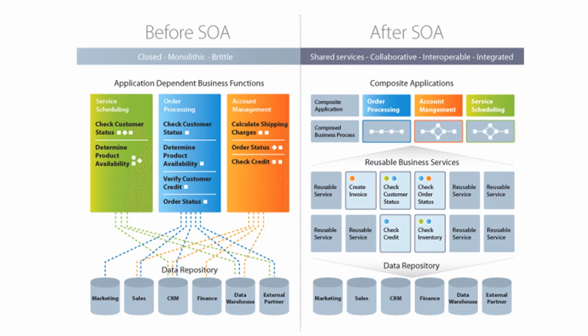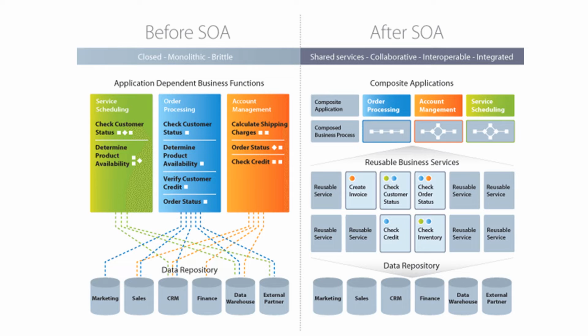Before service-oriented architecture, the application-dependent business function has three different blocks: service scheduling, order processing, and account management. Service scheduling has check customer status, determine product availability. Under order processing, there are check customer status, determine product availability, verify customer credit and order status. Account management has calculate shipping charges, order status, and check credit.